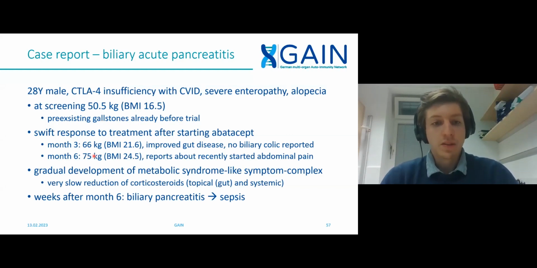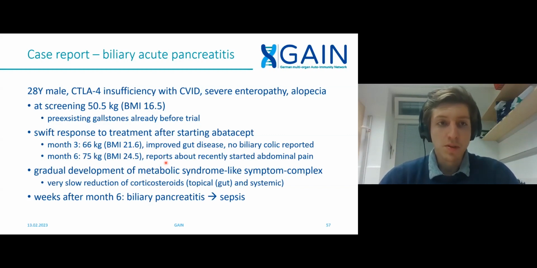In parallel, he developed a symptom complex that resembled mostly metabolic syndrome. And also he didn't reduce his corticosteroids. A few weeks after 6 months into the trial, he developed a biliary pancreatitis. And after a long hospitalization, we lost this patient to sepsis.